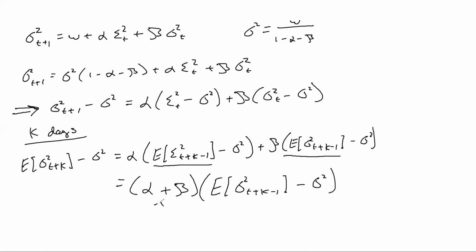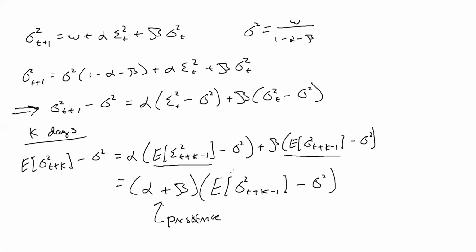So this right here, alpha plus beta, this is the persistence. As long as alpha plus beta is less than 1, then shocks will have an impact, but as time goes on, as t goes to infinity, and as long as there are no new shocks, then it will converge back to the long-term variance. However, if alpha plus beta is equal to 1, then the variance is undefined and shocks would last forever. Then one more step. I'll write this down. This is the persistence.